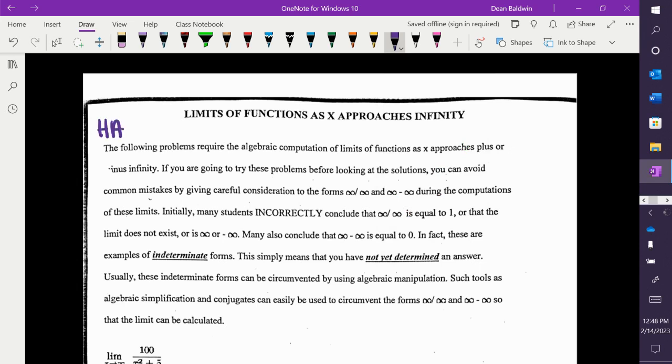A horizontal asymptote, which I'm going to call HA, is defined as the limit as x goes to plus or minus infinity of f of x. Okay, so as x gets really, really big or really, really small, that is the definition of a horizontal asymptote. My shorthand for horizontal asymptote is HA.